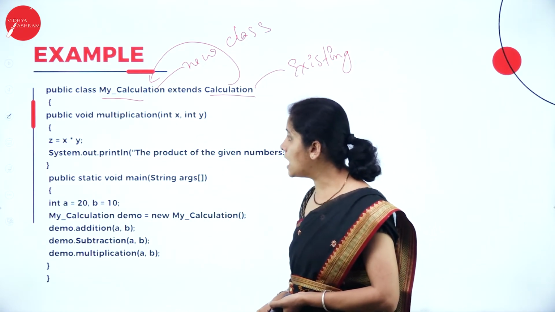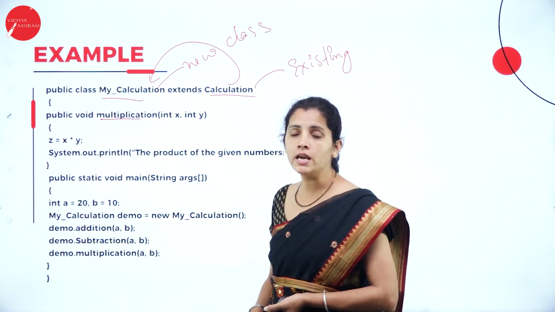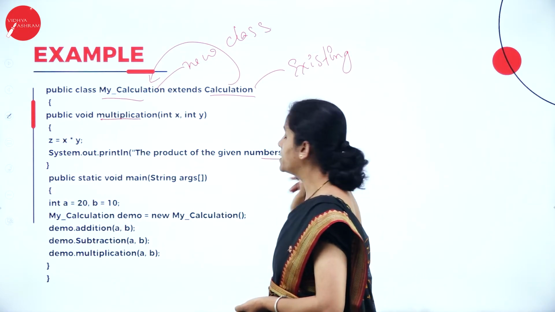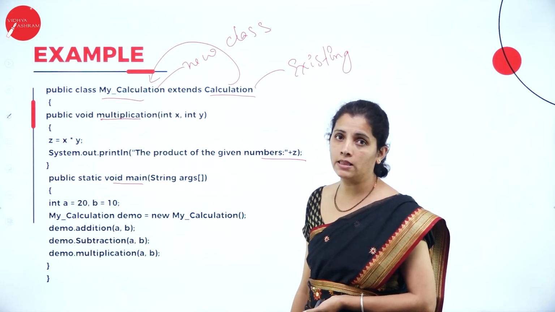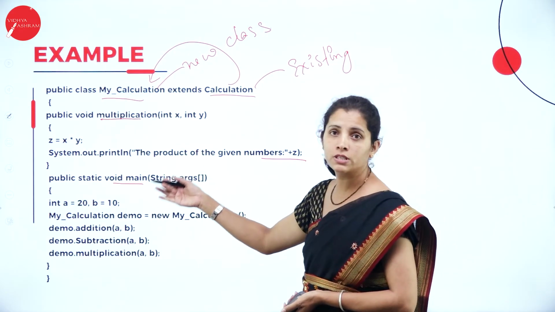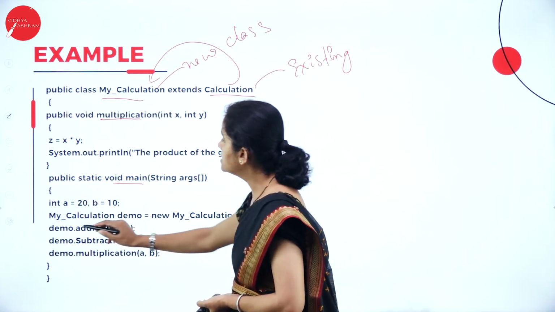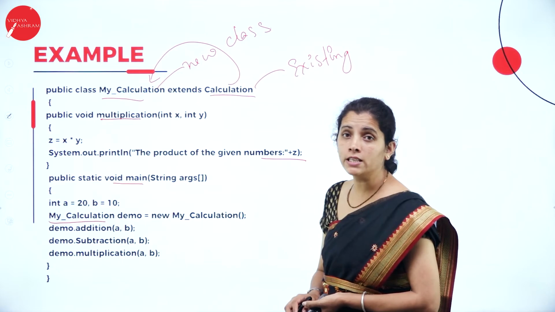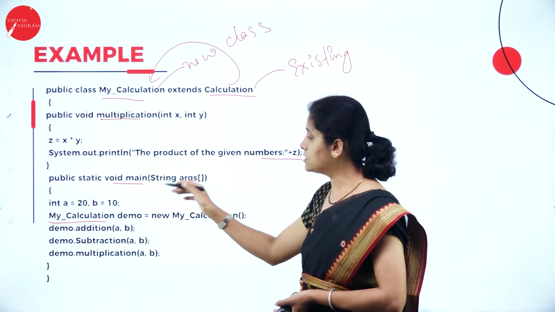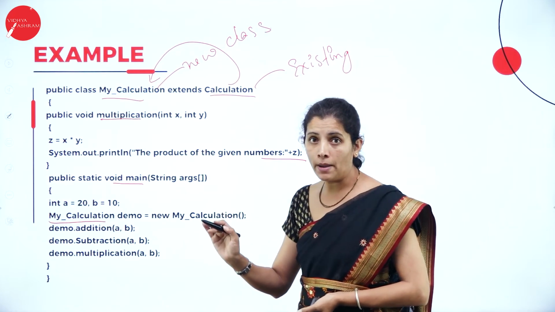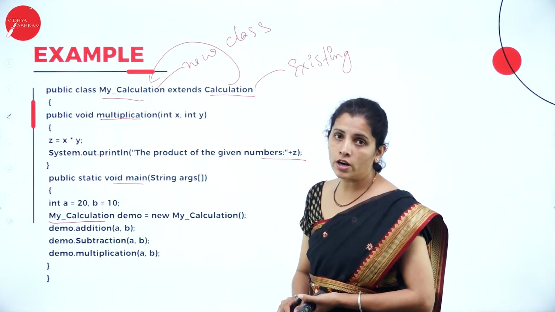Inside this new class, I have a method called multiplication and I'm going to perform the multiplication of two numbers and print the output. Now, within the same class, I have the main method, and the actual execution of the program is going to start from the main method, and I'm going to create the object of the class. In which class am I going to create the object? In the subclass. By using this object, I am able to access the data members as well as methods present in my superclass because it's already inherited.